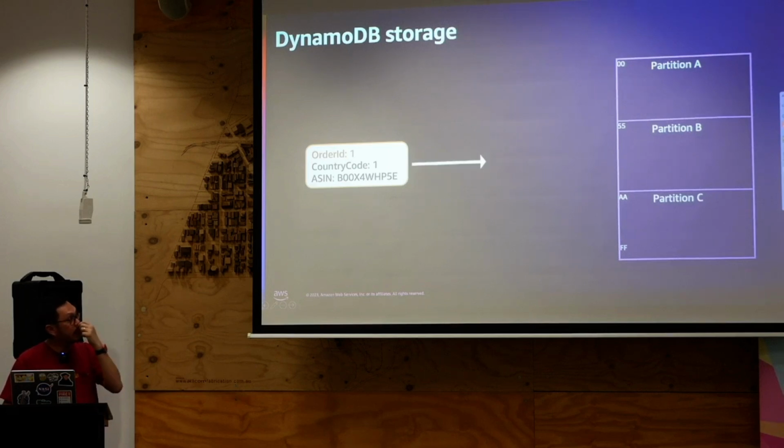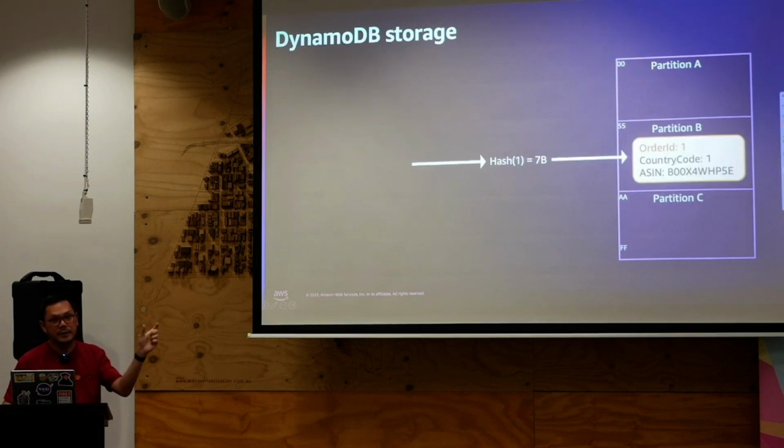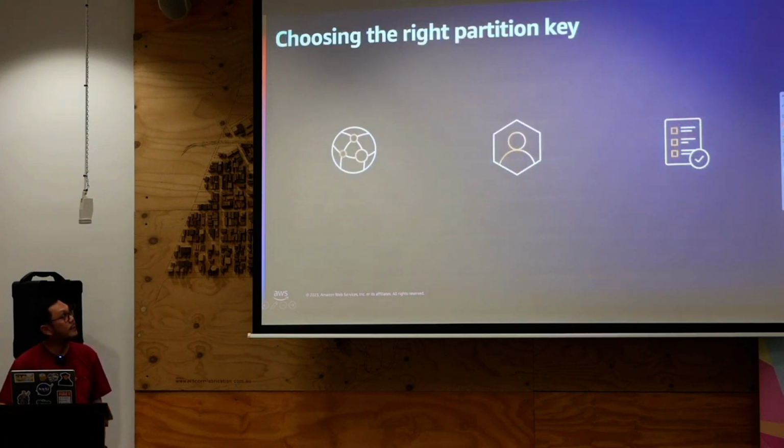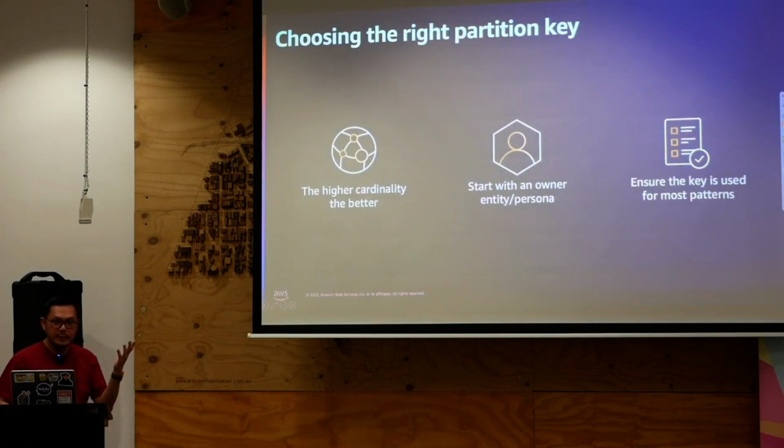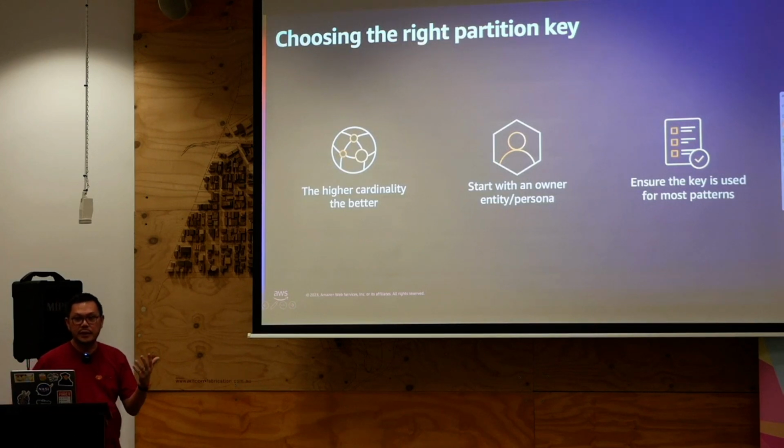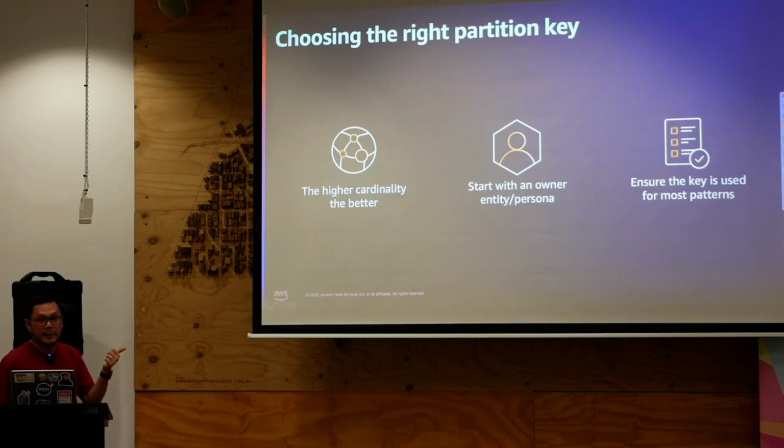What happens when you select a partition key is DynamoDB will apply a one-way hash function that's going to determine which partition we're going to put your item on, right? This is why it's very important that you choose a partition key that has high cardinality, to make sure that your data is spread around into multiple partitions. So some of the guidelines for choosing a partition key: the higher the cardinality, the better, right?